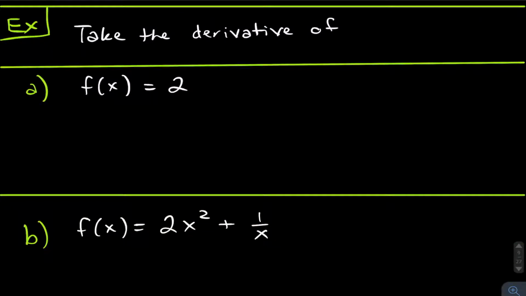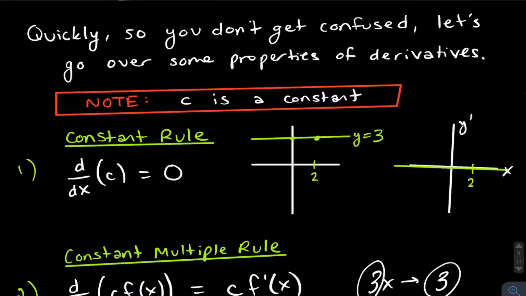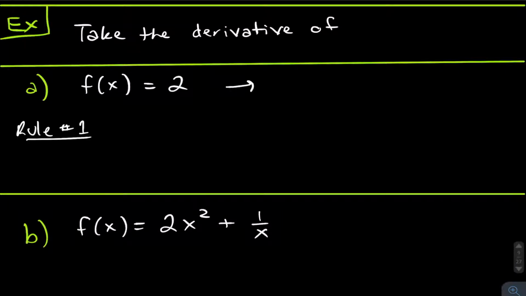Now let's do some examples of this. Let's take the derivative of f of x equals 2. What rule is this? Well, this is rule number 1, the constant rule. If you just have f of x equals 2, let's imagine that graph is y equals 2 instead of y equals 3. The slope is still 0. So you can know that f prime of x equals 0.